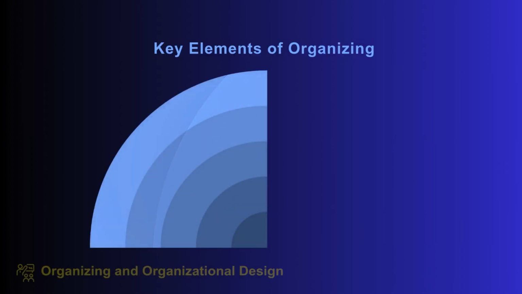Key elements of organizing. The key elements of organizing encompass several components that contribute to a well-structured organization. Work specialization. This involves dividing tasks into smaller, specialized roles to improve efficiency. High specialization can lead to increased productivity, but may also result in employee burnout if not managed properly.